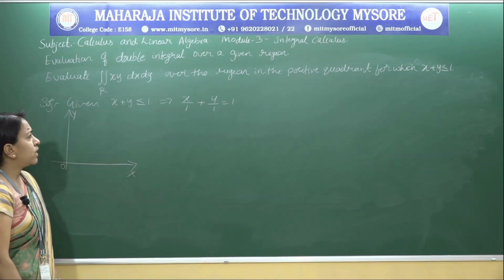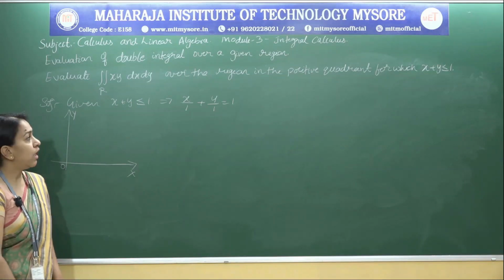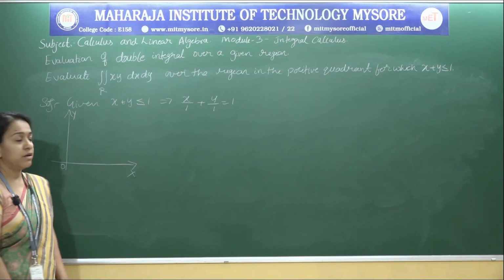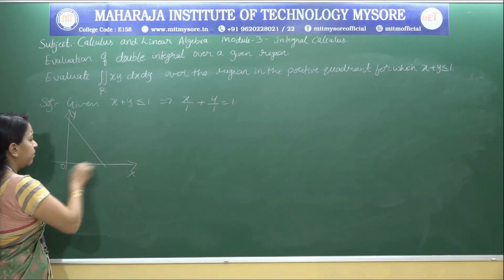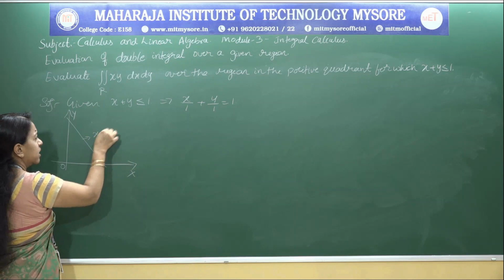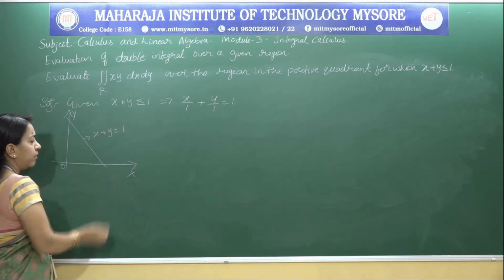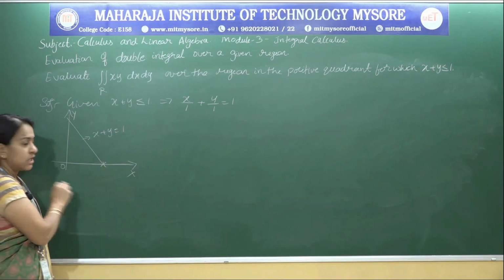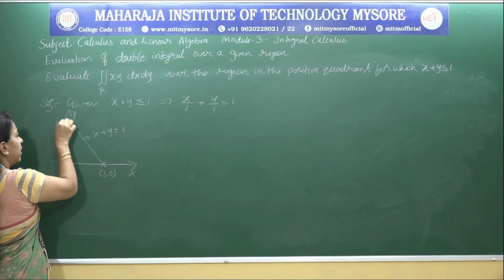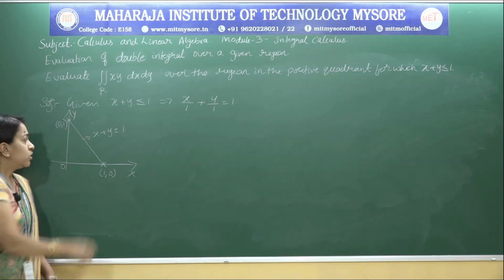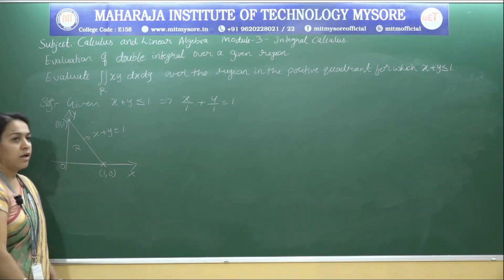Of course, they have asked you to consider the region in the positive quadrant, right? So we can draw the line like this. This is your line x plus y equal to 1, which makes the x intercept 1 comma 0 and the y intercept 0 comma 1. So this is our bounded region R.